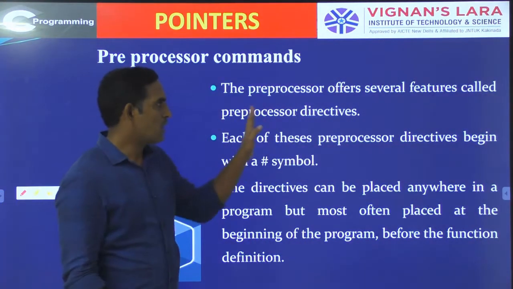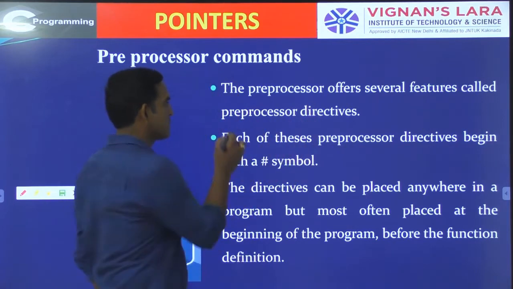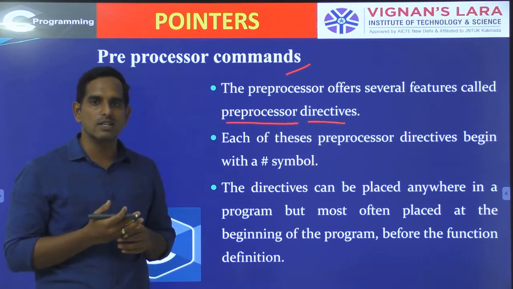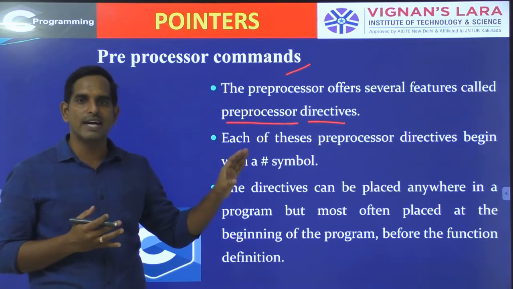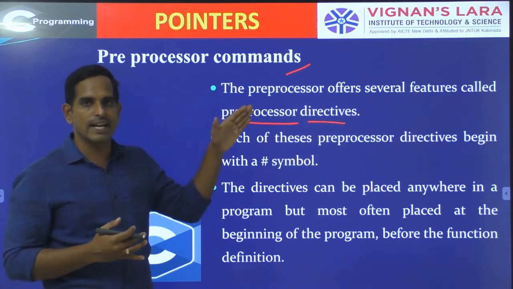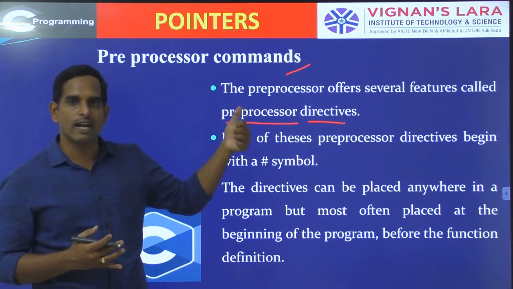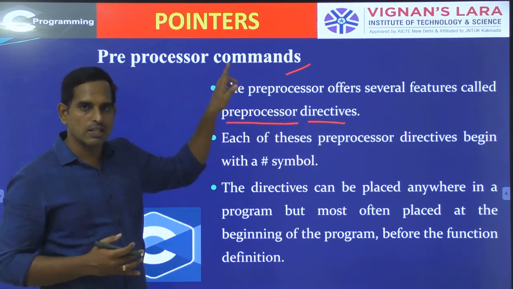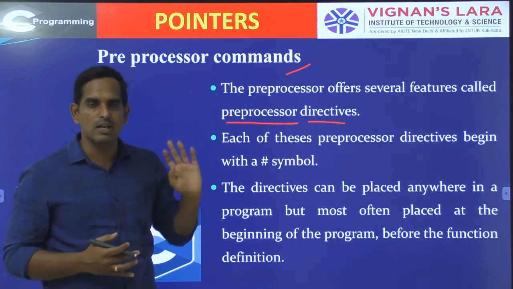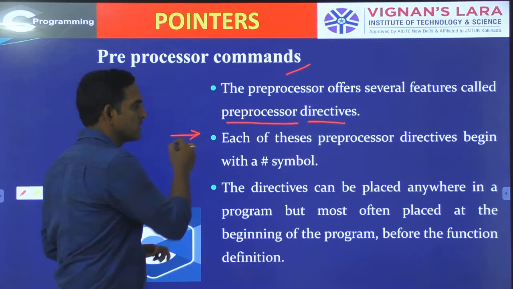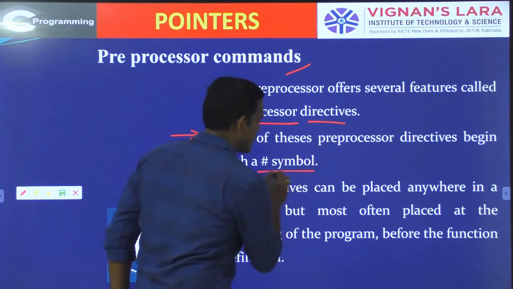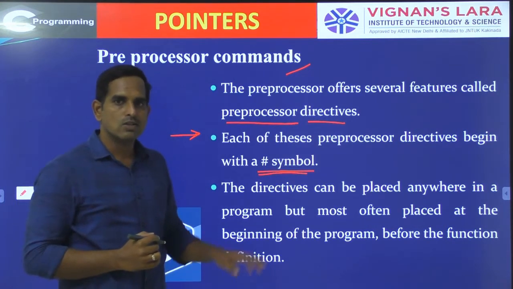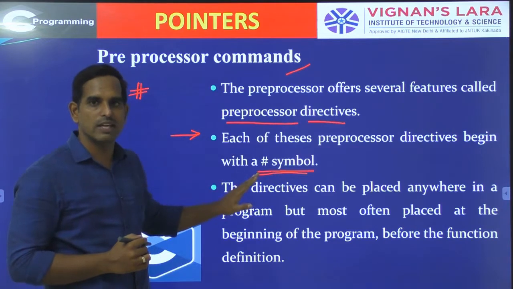So the preprocessor offers several features called preprocessor directives or preprocessor commands. This preprocessing is done because we have the preprocessor directives or preprocessor commands in our language. These features we call preprocessor commands or preprocessor directives. Each of these preprocessor directives will begin with a hash symbol. So far you have been using some of these preprocessor directives. All those preprocessor directives will start with a hash symbol.